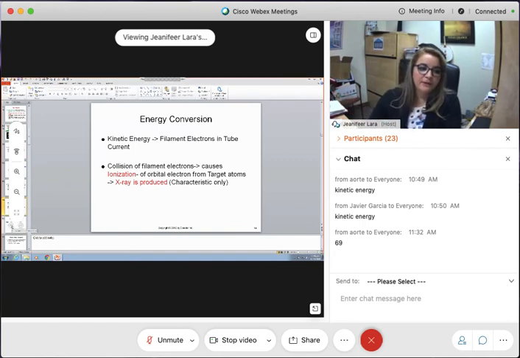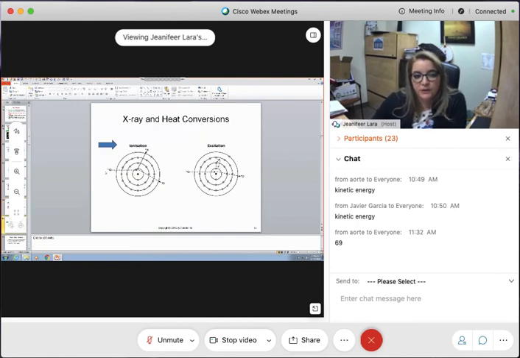Woo-hoo. Awesome. Anybody else? So let's talk about this. Here comes that incident electron, the filament electron. It's traveling over from the cathode side. It's getting close to a tungsten atom inside of the target. It collides with an electron from an orbiting shell, causing the electron that was once orbiting to be knocked away. This electron now possesses kinetic energy, and it is now on the move.